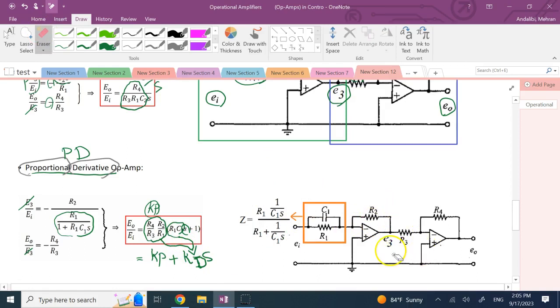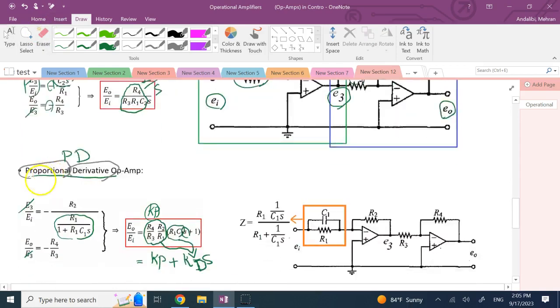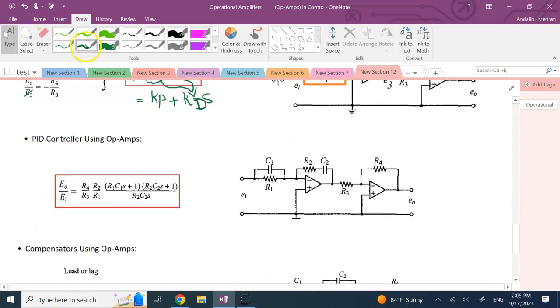Correct? That's the PD, that's I, and if I combine, guess what? You're right. I can get a PID controller. So I can make PID controllers by what? By combining two op amps, two resistors, and two capacitors. And the interesting part is this.